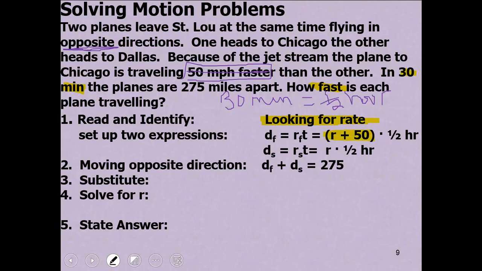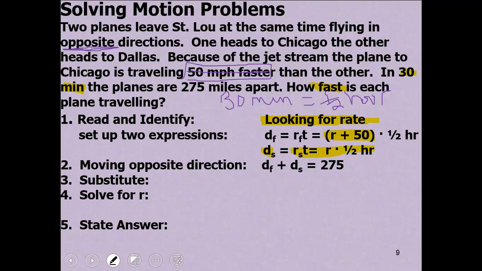I just know that I'm going 50 miles per hour faster. The rate of my slower vehicle is just going to be R. It's whatever that rate is, because when I figure that out, then I have to add 50 to it to find the rate of my faster plane. So the distance traveled of my slower vehicle is going to be its rate times its time. The time is exactly the same, 1/2 hour.